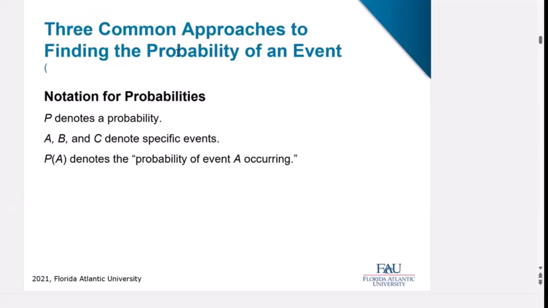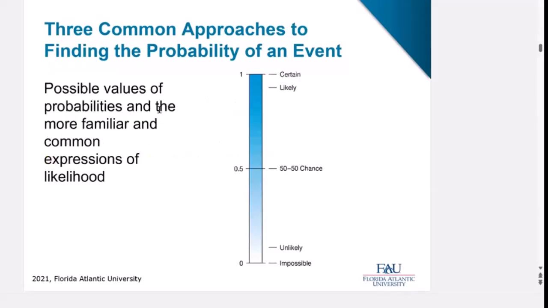Three common approaches to finding the probability of an event. This is just notation. Notation says that P denotes a probability. It would look like P of A. I want the probability of event A occur. That would be notation. Remember, we said all probabilities are between 0 and 1.